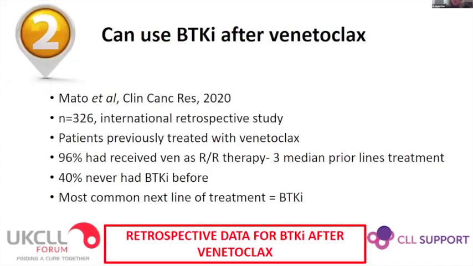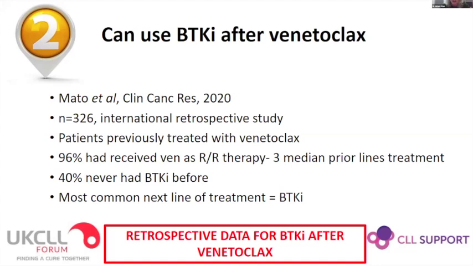We have some retrospective data for the use of BTKI after venetoclax. So this was published by Anthony Mato et al. a few years ago, a large international retrospective study, 326 patients. These patients had all been previously treated with venetoclax, and the absolute vast majority of them, so 96%, had venetoclax in a relapsed refractory setting. So they'd already had other prior lines before they'd even got to venetoclax. And the median number of prior lines of treatment was 3. So these patients had a lot of treatment before they'd even got to venetoclax.